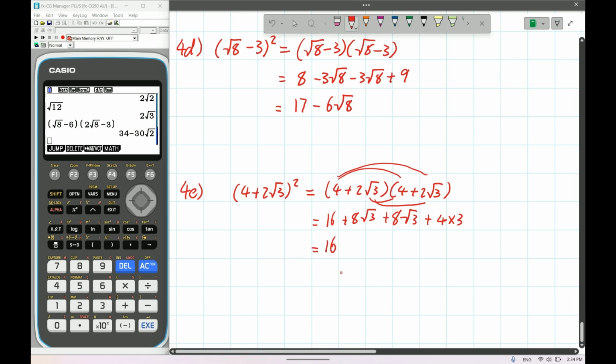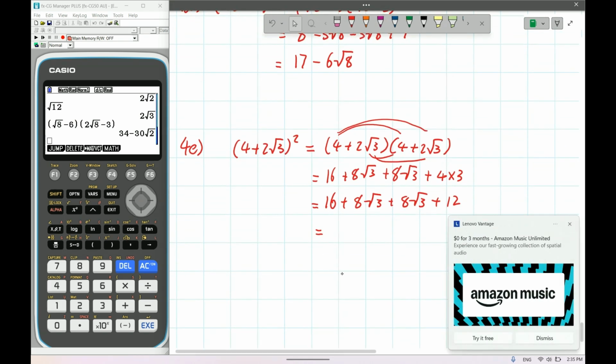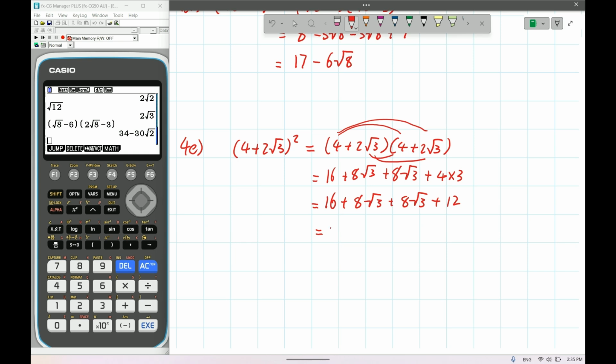So just to simplify a little bit more, 4 times 3 is 12. And then just collecting some like terms, 16 plus 12 comes out to be 28, plus 16 root 3. Cool.